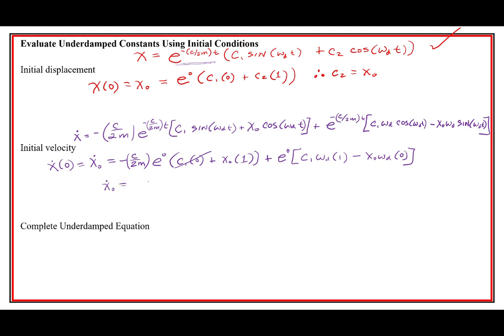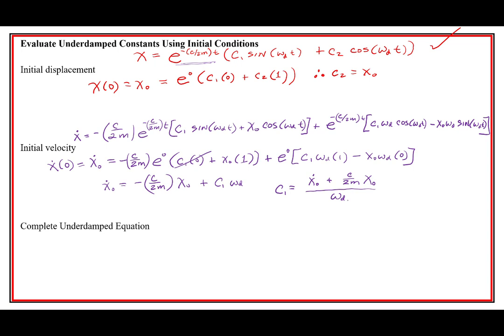I'll just do another step right here: negative c over 2m times x naught, plus C1 omega d. So the answer, if I did this correctly, should be C1 is equal to x naught dot, the initial velocity, plus c over 2m times the initial position, divided by the damped natural frequency.